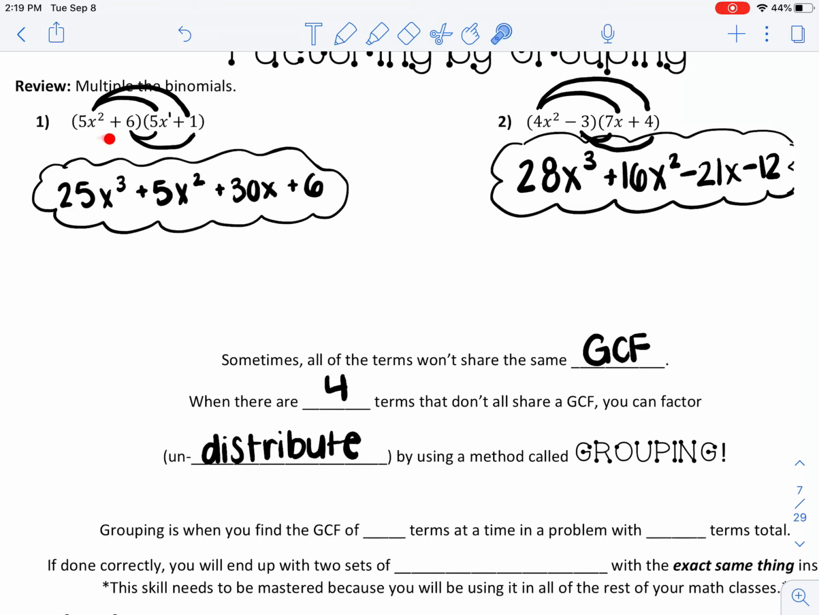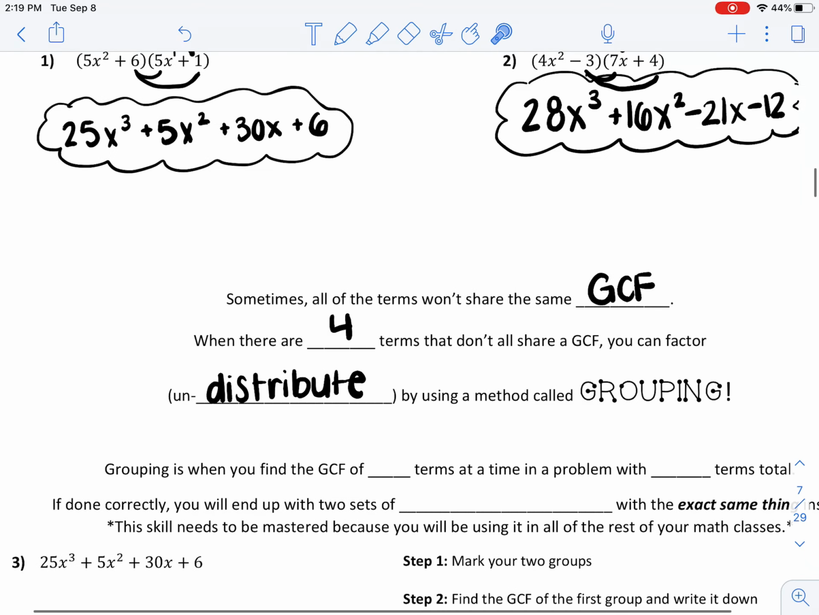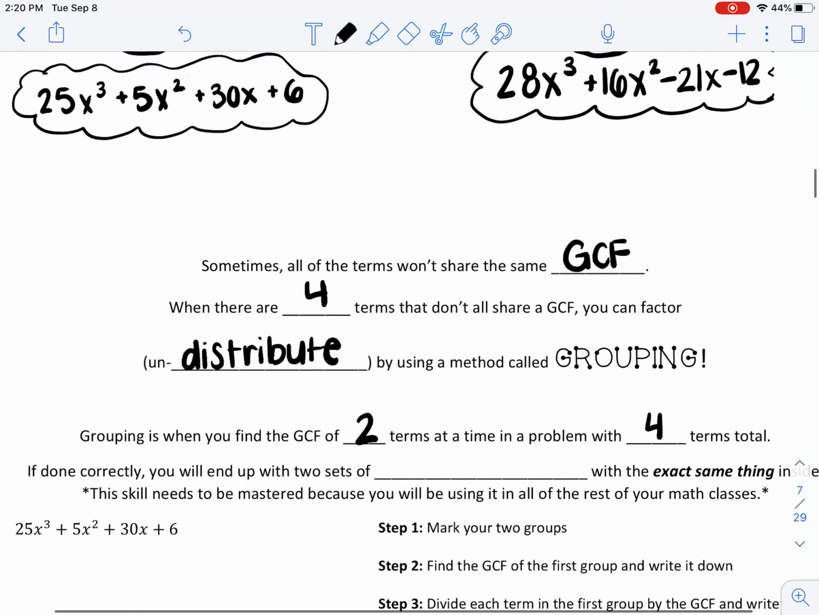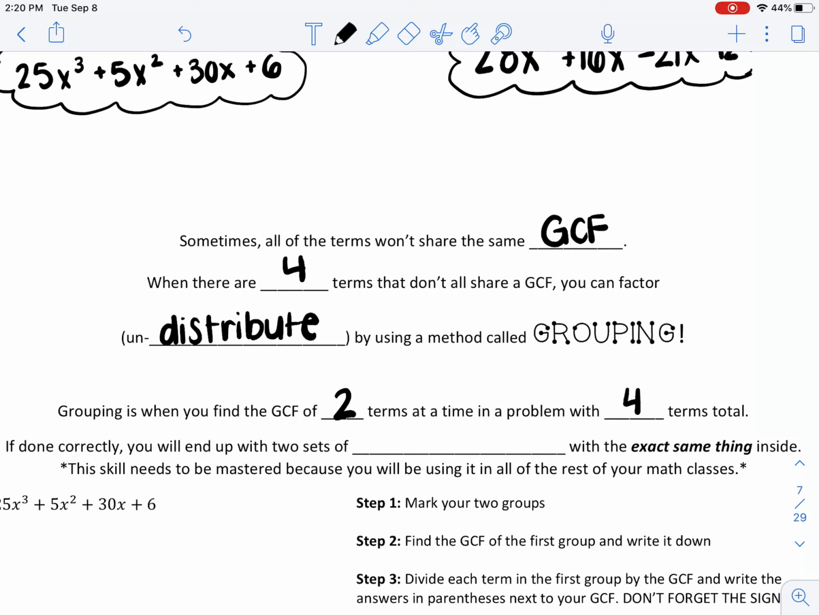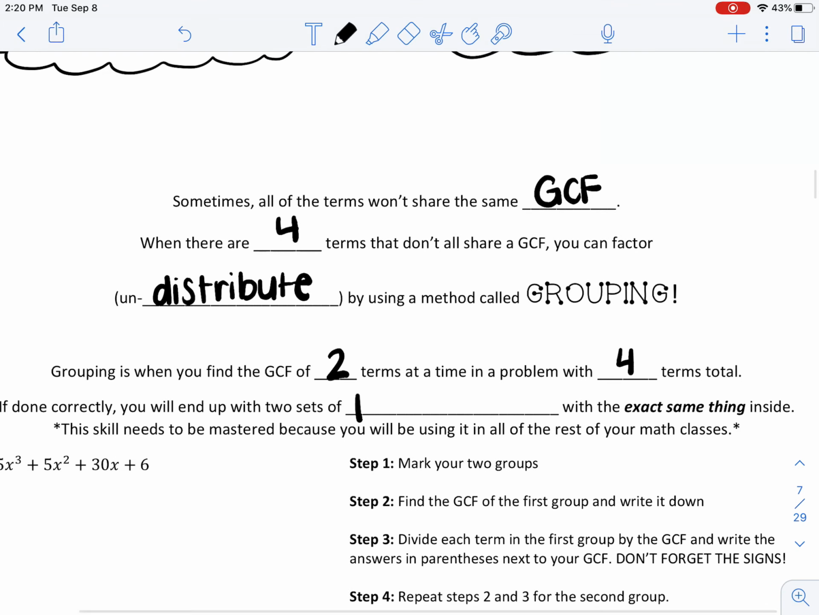So what I did up here in these examples, the review questions, we distributed and we got an answer. So what we're going to learn now is how to go from this answer and undistribute to end up back at the question. So grouping is when you find the GCF of 2 terms at a time in a problem that has 4 terms total. It could also have 6 terms or 8 terms. It's just usually the problems we see, they have 4 terms. If done correctly, you will end up with 2 sets of parentheses with the exact same thing inside.